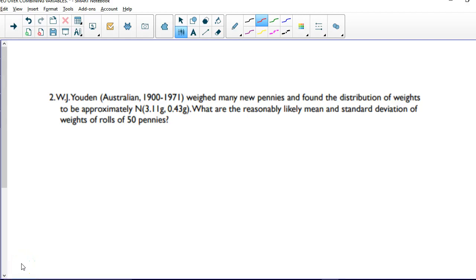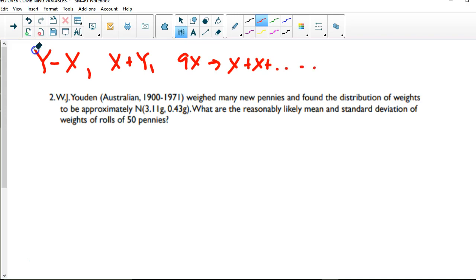Okay, I'm going to make another video over combining random variables. The one I did before was when we were dealing with a y minus x. So we've dealt with a y minus x. In class, we dealt with an x plus a y. In class, we also dealt with a 9x, which means x, keep going. I'm going to do another one similar to this one.